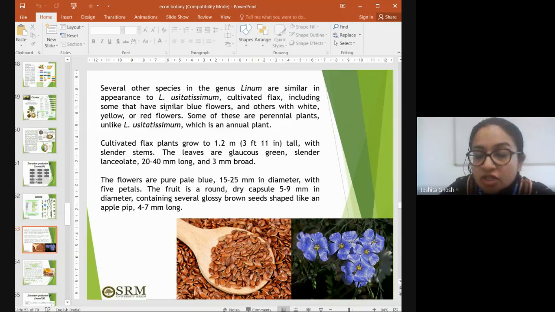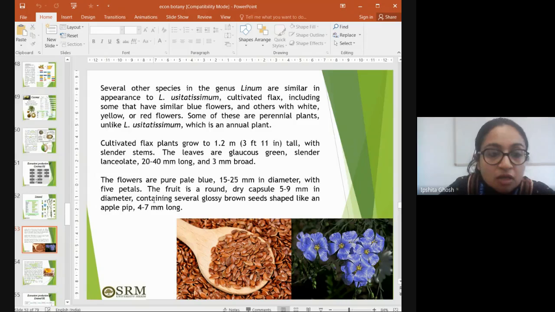So the morphology of the plant will include, if you are asked to describe the plant, you should be writing about its bluish flowers in the major species Usitatissimum, as well as the other species, where you can write that in some of the species even yellow or red flowers are present. Besides, the morphological characters include that they are perennial in nature. Most plants are perennial, but Linum usitatissimum is actually an annual plant. So remember, this is an exception.